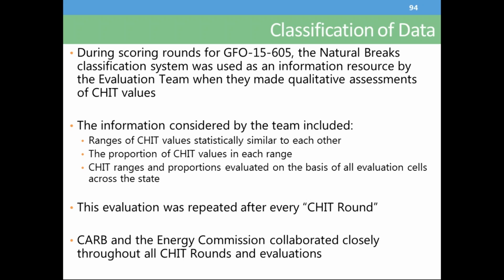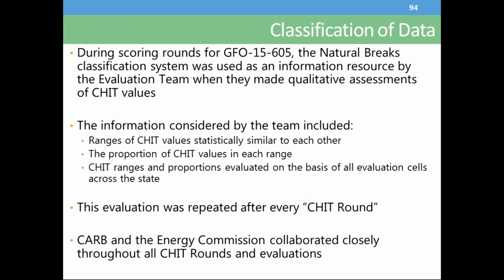And importantly, it was used as an information resource by the evaluation team when they made qualitative assessments of CHIT values. So as Jane said, CARB would run that reassessment tool that we talked about earlier in CHIT, where we add one station and just recalculate everything for the state. And we would recalculate also what are those ranges, what are those natural breaks? How do we actually describe the distribution of the data? What's actually a significant difference between location values and between capacity values? And so we provided that information to the Energy Commission in each round.